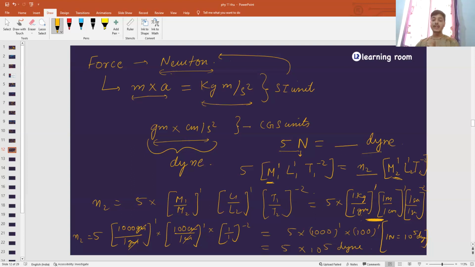Second, you have L1 by L2. L1 is in the SI system, so that is 1 meter. L2 is in CGS, 1 centimeter, power 1. Then time: in the SI system, 1 second. In CGS also we have 1 second, power minus 2. Okay, sir, got it. Write it down fast. Next one you have to do yourself.